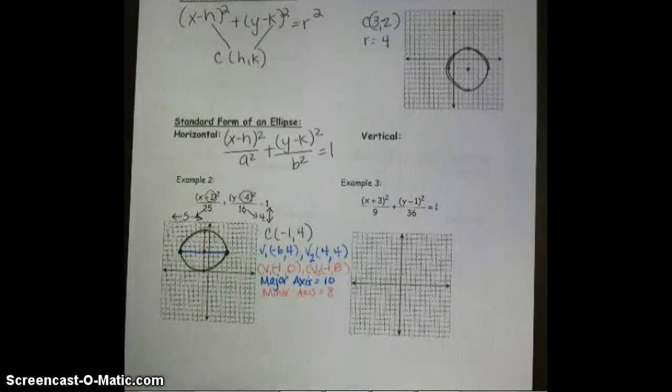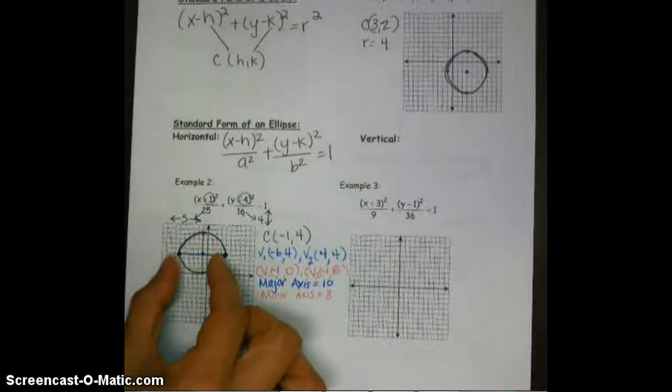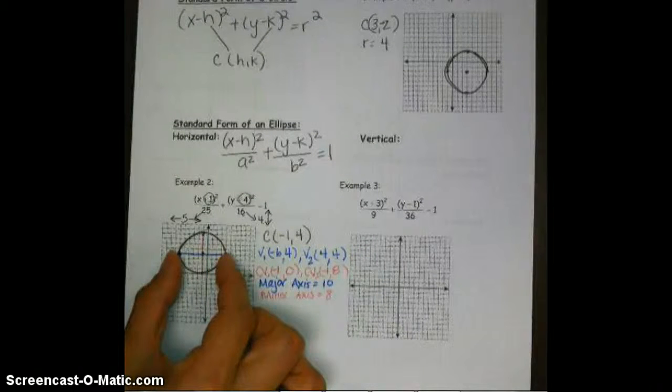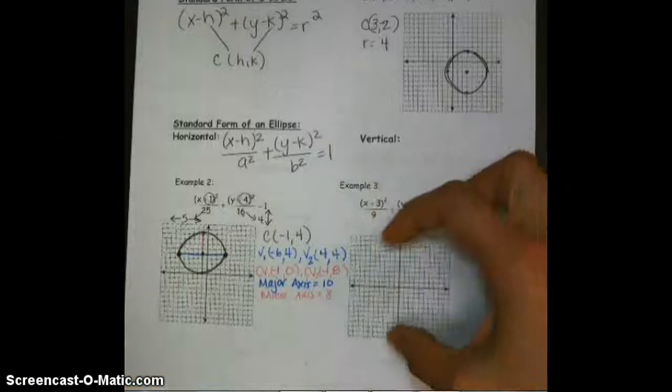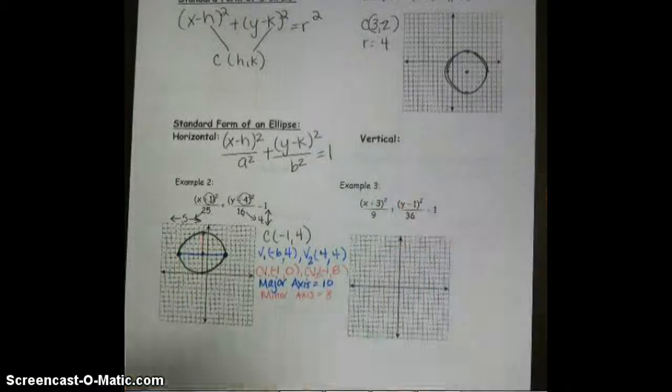Okay, so on our next example, we're going to work out another ellipse, and this time we call it a vertical ellipse. So this one was a horizontal ellipse because it was longer in the horizontal direction. This one, when we graph it, should be longer in the vertical direction, like this.